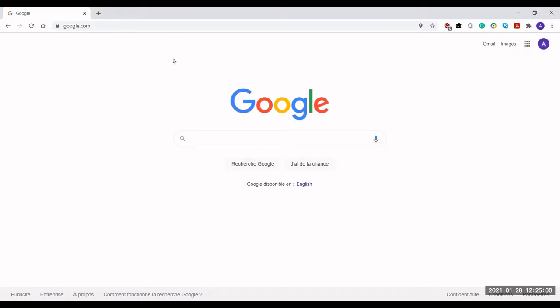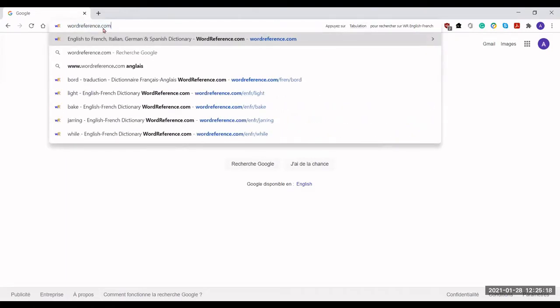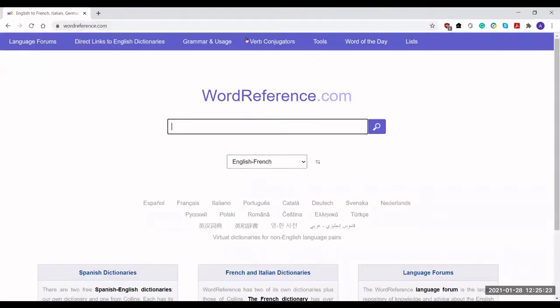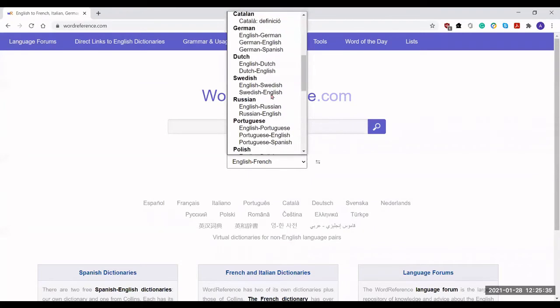Okay, so first you're going to go to some sort of online search engine. I choose Google, because I like Google. So you're going to want to type in word reference. It pops up right away for me because I use it quite a bit. And here's the front page. First things first, Word Reference is really great because it's comprehensive and it has a lot of languages to choose from.